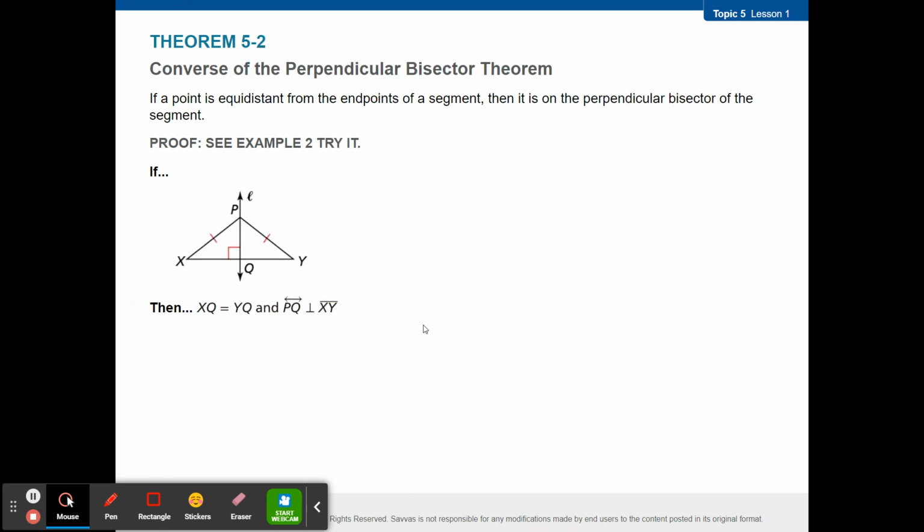All right, here's the next one. Same idea, but again, the converse. So this is the converse of the perpendicular bisector theorem. If a point is equidistant from the endpoints of a segment, then it is on the perpendicular bisector of the segment. All right, so we're not going to do the proof for this one. We'll do the proof for the first one. So it says if, again, you have this triangle and they're saying that these 2 sides are congruent, then XQ is equal to QY and PQ is perpendicular to XY.